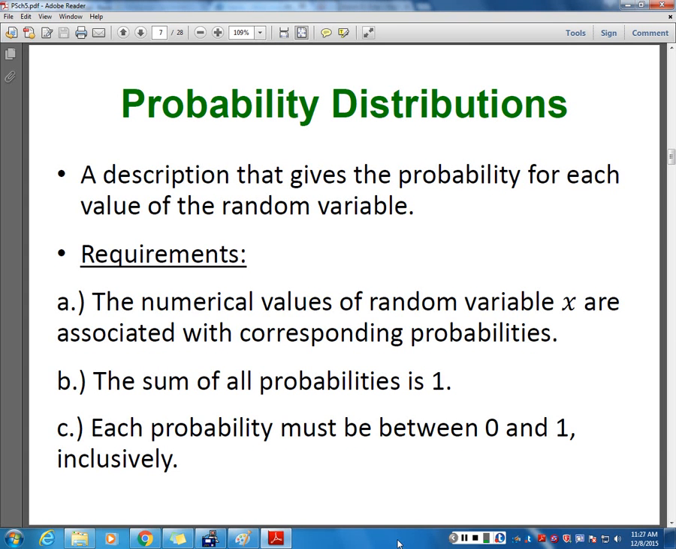Well, all probability distributions, whether they're discrete or continuous, have 3 characteristics. A probability distribution is a description that gives the probability for each value of the random variable, and here are the requirements. The numerical values of a random variable are associated with corresponding probabilities. The sum of all those probabilities is 1, and each probability must be between 0 and 1 inclusively. So it can be 0, it can be 1, but it can't be less than 0, or excuse me, more than 1.